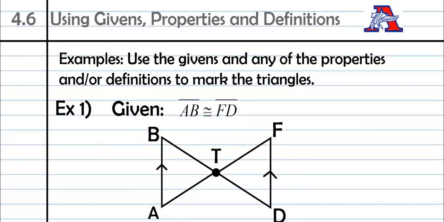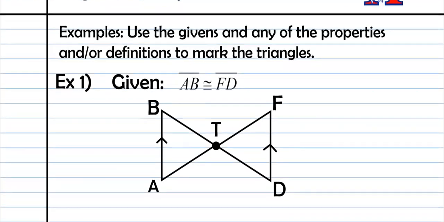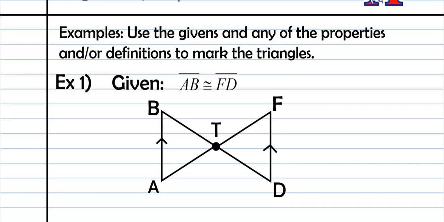We're going to use the givens and any of the properties and/or definitions that we've learned to mark the triangle. So again, take a minute to make sure that this is written in your notes nice and neat, so that you can refer back to it. So in example 1, we are given that AB is congruent to FD. So side AB and side FD are congruent. So what we want to do is just mark those on the diagram.